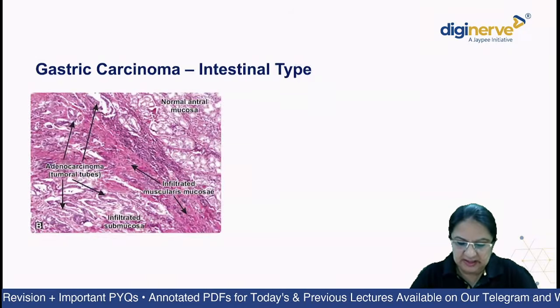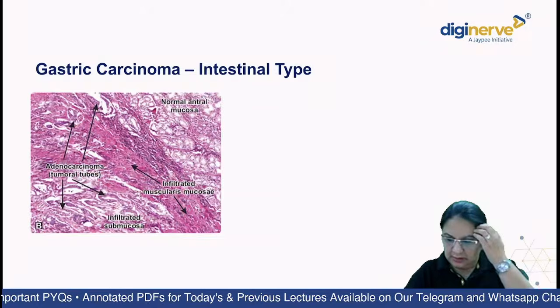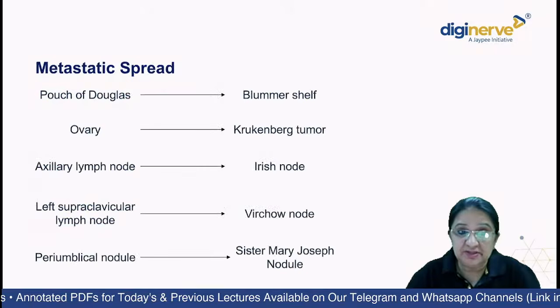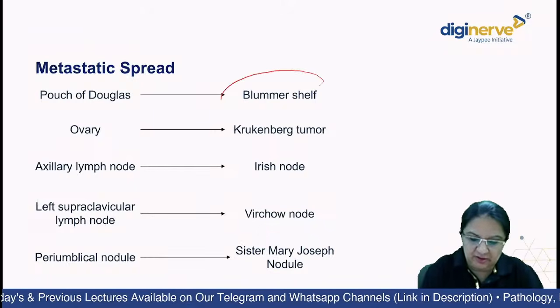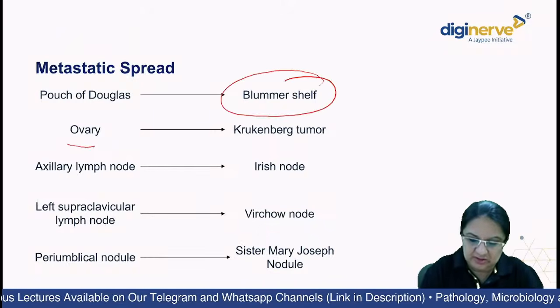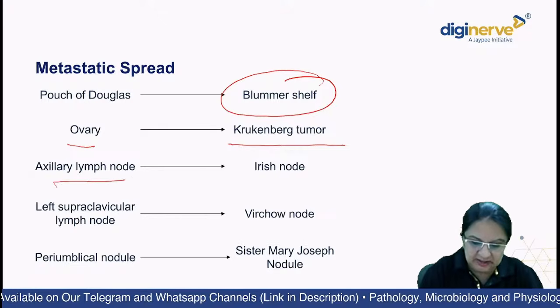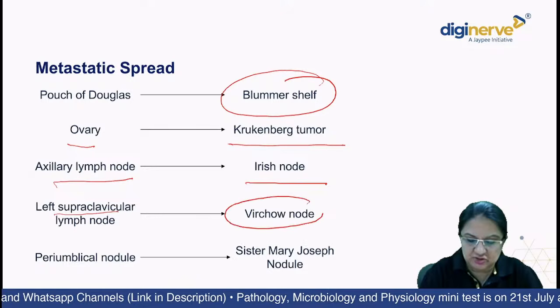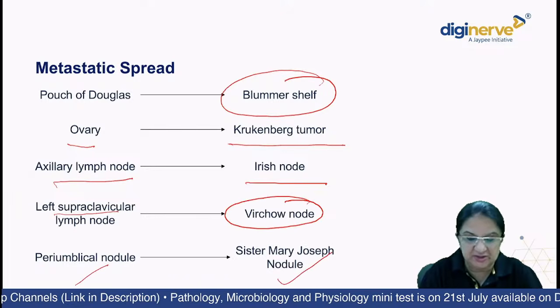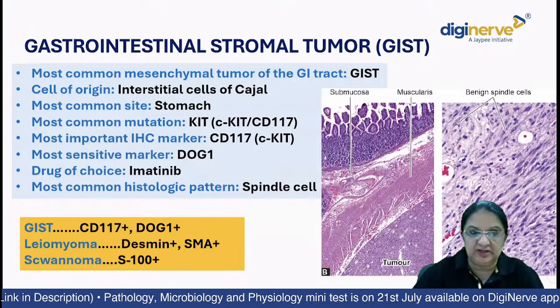Now, intestinal type, again, it's a glandular morphology. Then metastatic spread: pouch of Douglas, Blumer's shelf; ovary, it is known as Krukenberg's tumor; axillary lymph node, Irish node; left supraclavicular, Virchow's node; periumbilical nodule, Sister Mary Joseph nodule. Okay, very commonly asked.